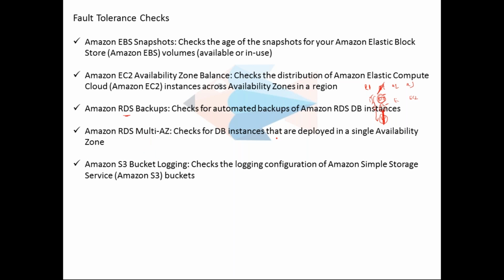RDS backups, obviously, it will check whether you have taken backups for RDS or not. For some reason, if this RDS database goes down, you still have a backup to restore it. And multi-AZ, obviously, yes, it will create two databases in different availability zones for high availability. It's again fault tolerance. And S3 bucket logging. Check the logging configuration of your S3 buckets.